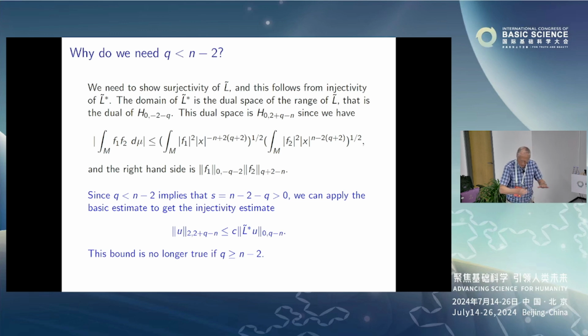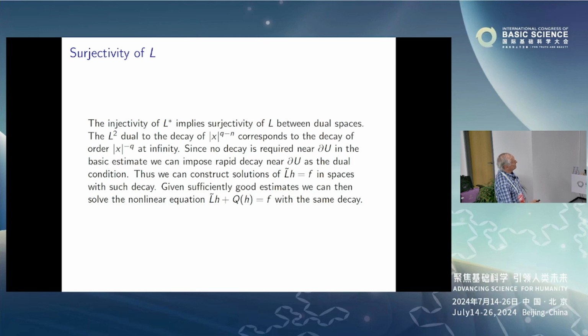So if we started with Newtonian decay, then we would have to reduce the decay a little bit to make this method work directly. And if we make that assumption, then we get this strong coercivity statement. And actually, this one isn't true for Q equals N minus 2, so you have to do something a little different to fix that decay issue.